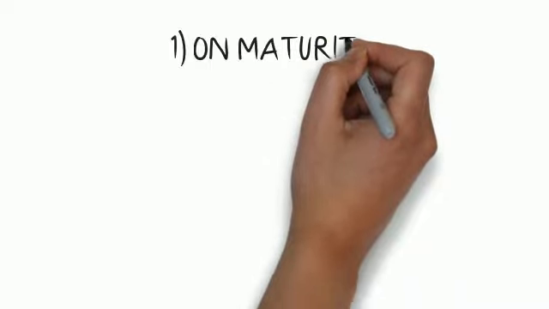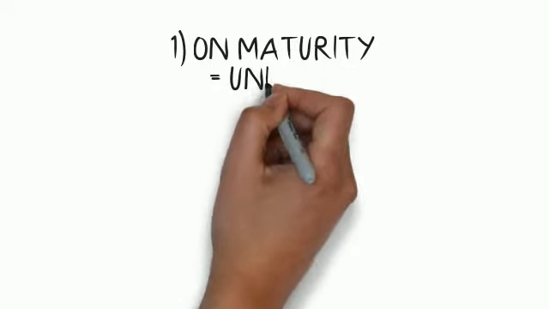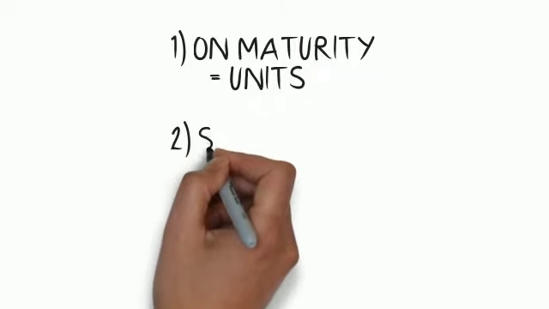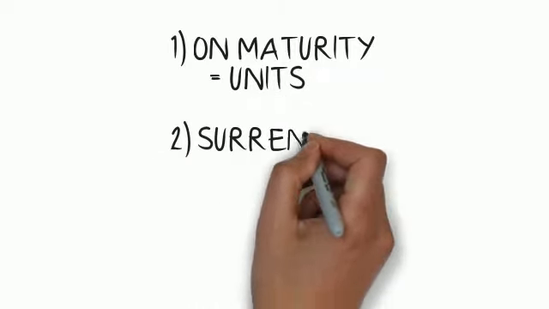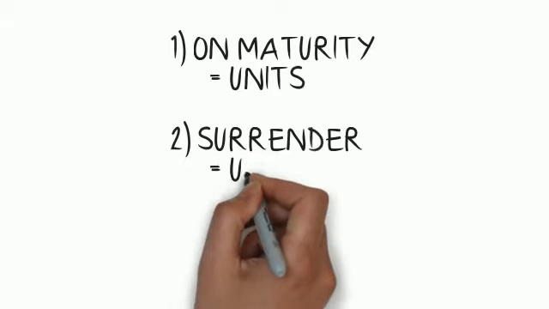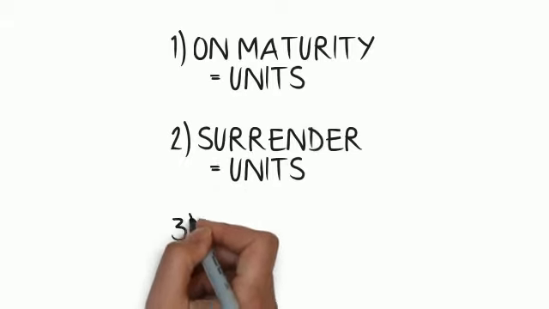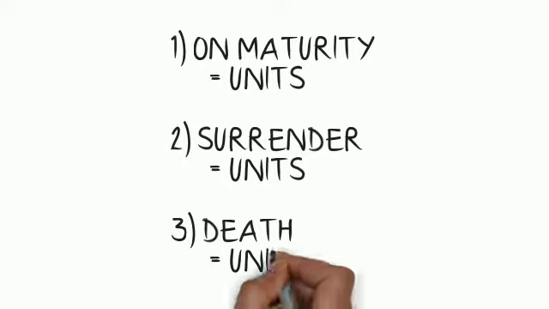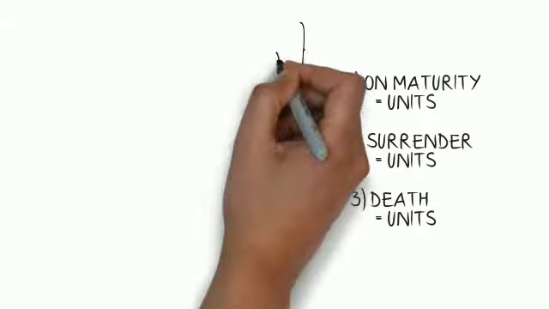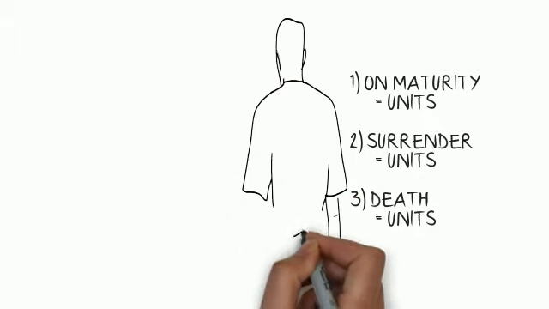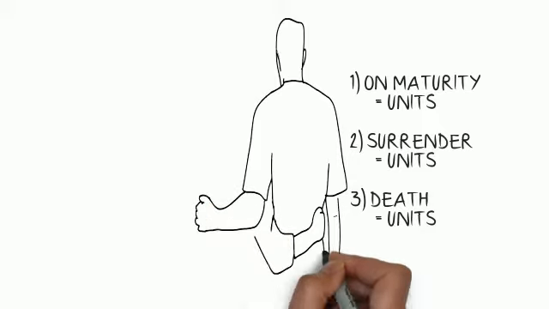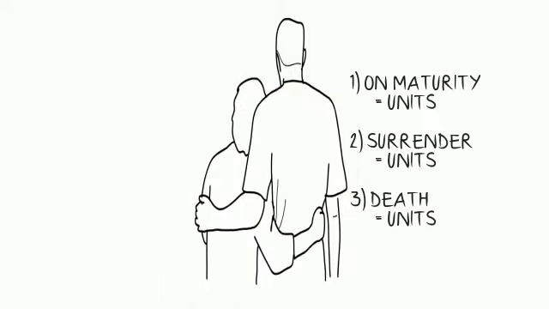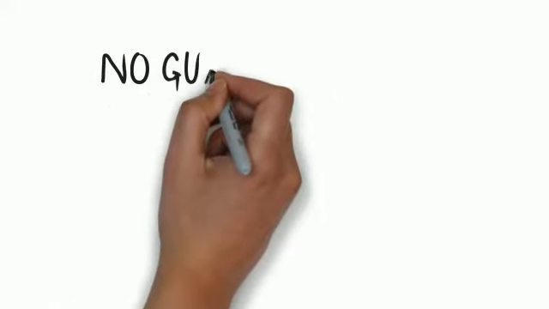Your benefit on maturity is equal to the number of units that you bought multiplied by the price, the offer price of units. In other words, the price the life insurance company buys units from you. Similarly, on surrender, you get paid the price of units multiplied by the number of units, less any expenses or penalties, if any. The same applies on death.